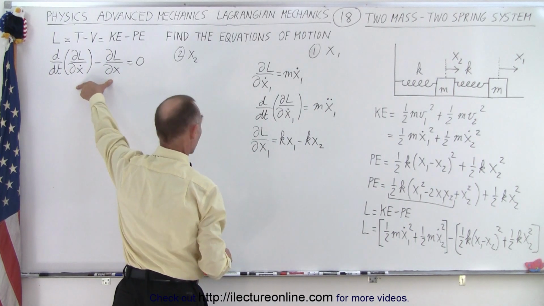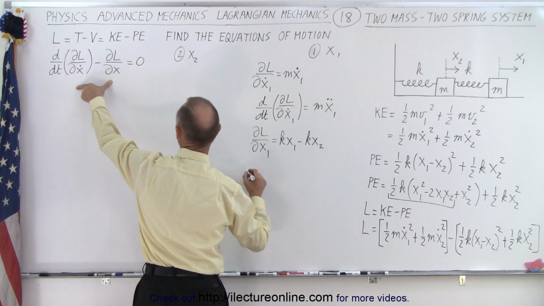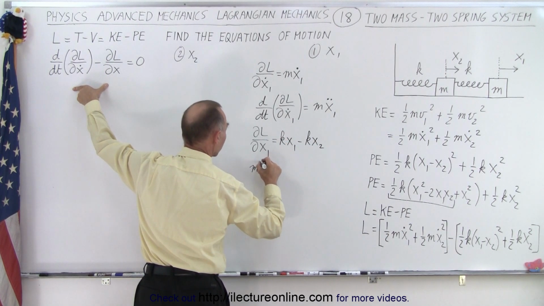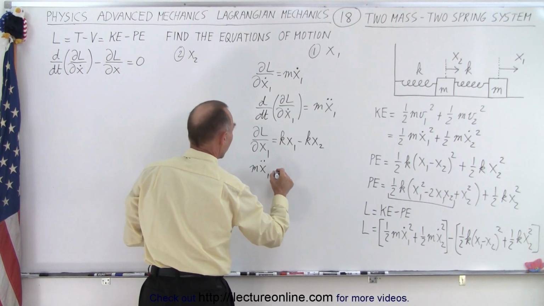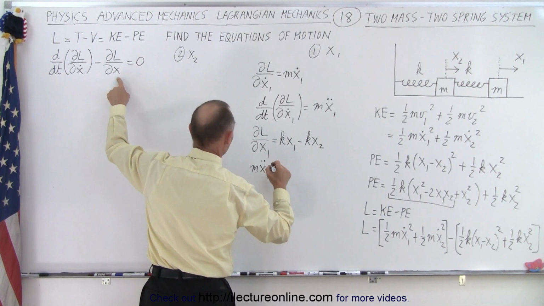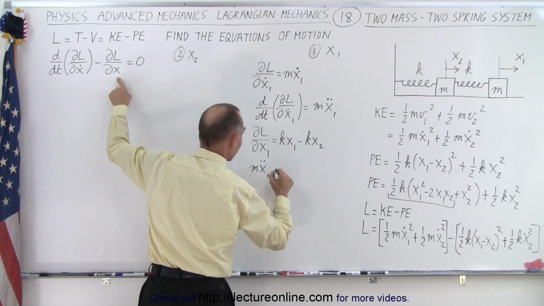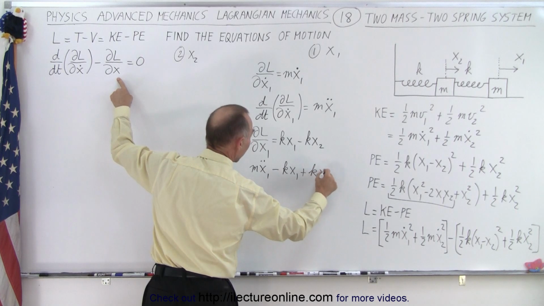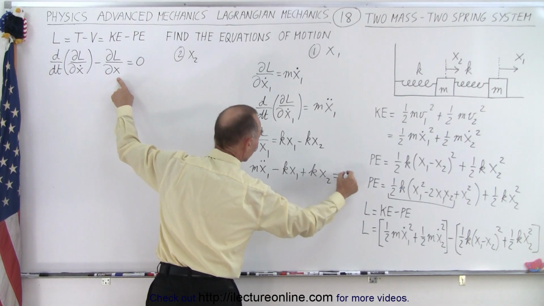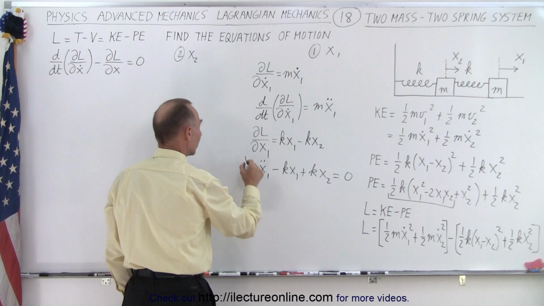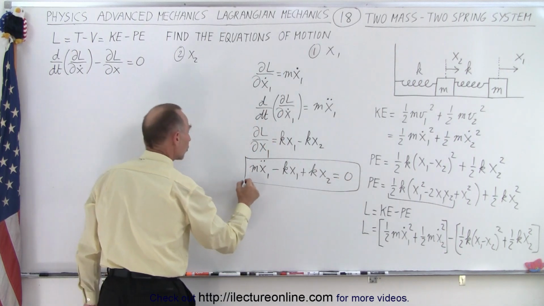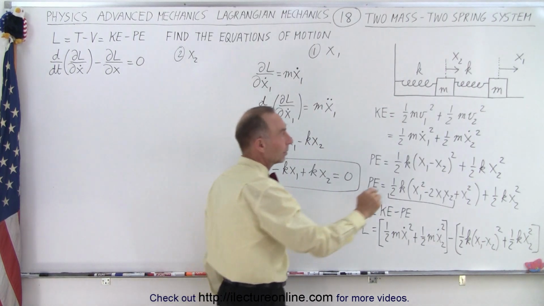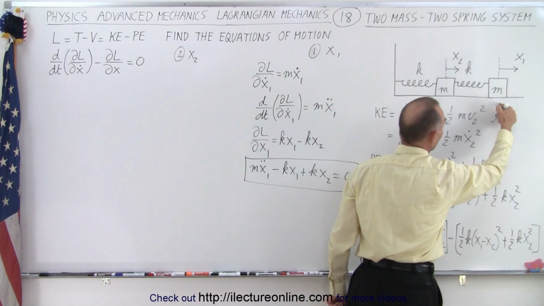Now we can write this quantity right here. So that means that this can now be replaced by m x1 double dot, minus the partial of L with respect to x1, so we get minus k x1 plus k x2, and that equals 0. And this here would then be the equation of motion of our system for mass 1, the first mass right here. So this would be mass 1, mass 2.